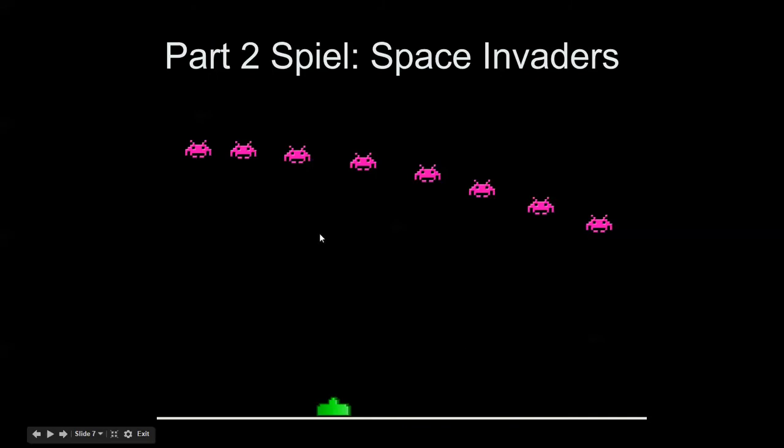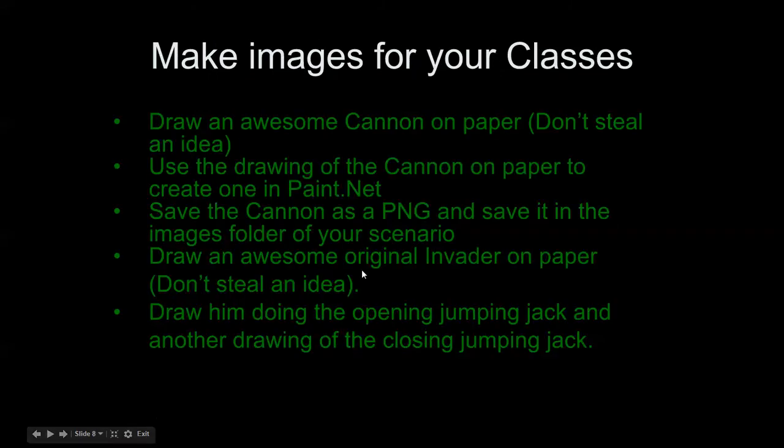All right, ladies and gentlemen, part two, Space Invaders. We're going to learn how to use paint.net and how to draw a picture. So draw an awesome cannon on paper, draw an awesome invader on paper, also draw him doing his animation, and then we're going to use paint.net and save it as a PNG. Okay, so that's what we're going to do.